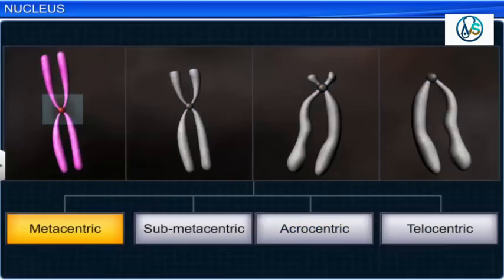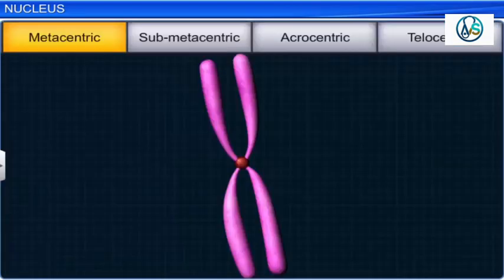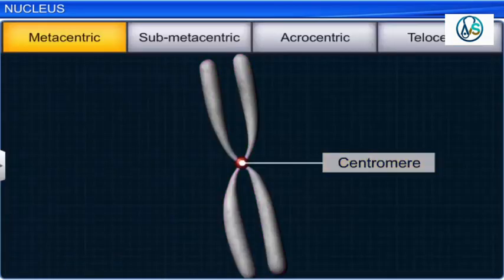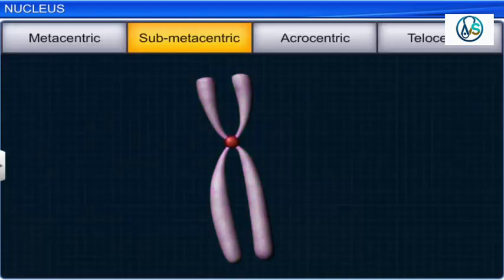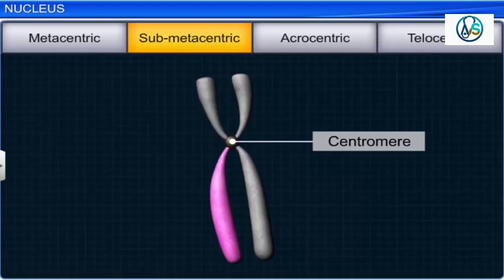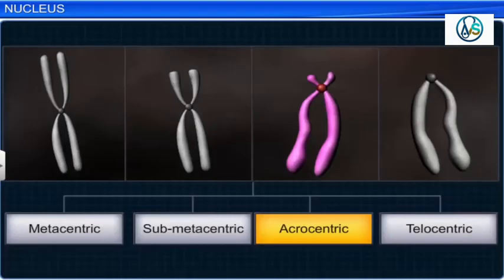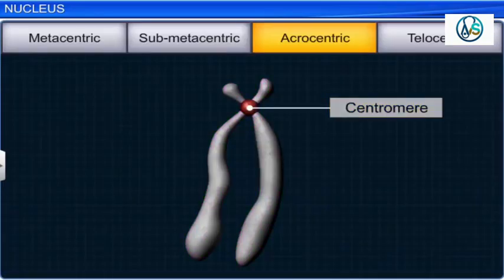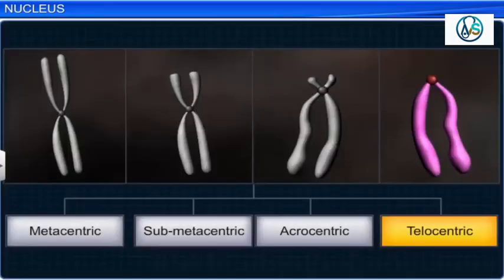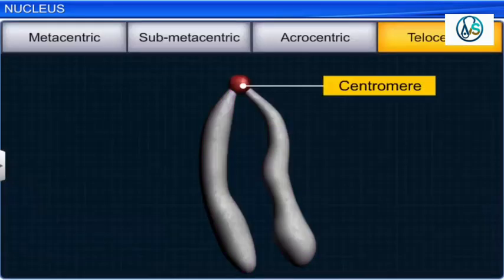In metacentric chromosomes, the centromere is exactly in the middle, forming two equal arms. In submetacentric chromosome, the centromere appears closer to one arm of the chromosome, creating two arms of unequal length. An acrocentric chromosome has its centromere located very close to one of its ends, resulting in one extremely short and one very long arm. In telocentric chromosomes, the centromere is located at one end of the single arm.